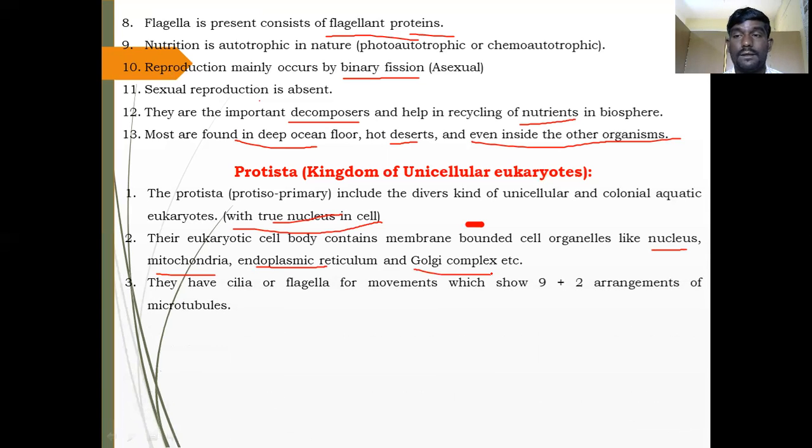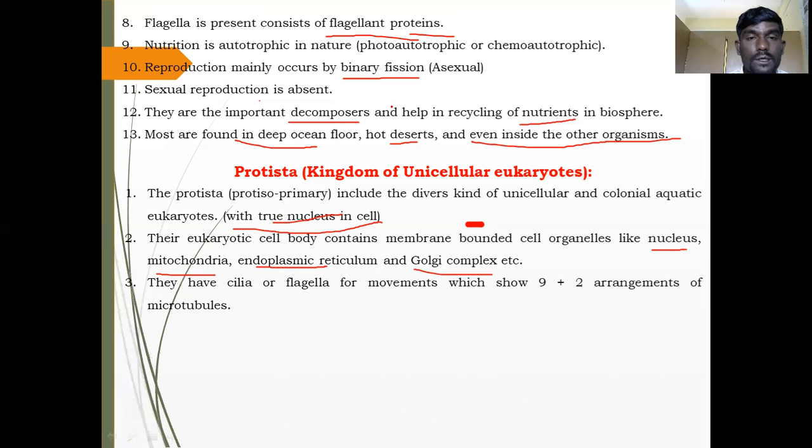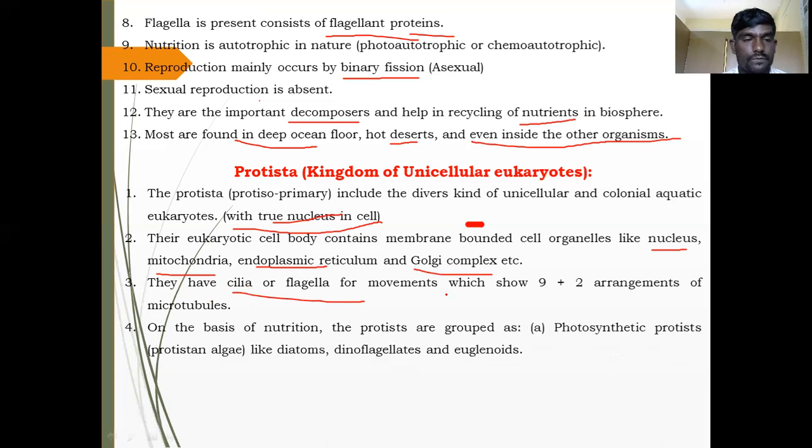They have the cilia or flagella for movement, which are shown in a 9+2 arrangement of the microtubules. Just reminding the previous slide, they will not be showing any type of locomotory organ, but protista have the cilia or flagella, and this will be useful for locomotion. Is it understandable to you? And this will be arranged in 9+2 arrangement in microtubules.